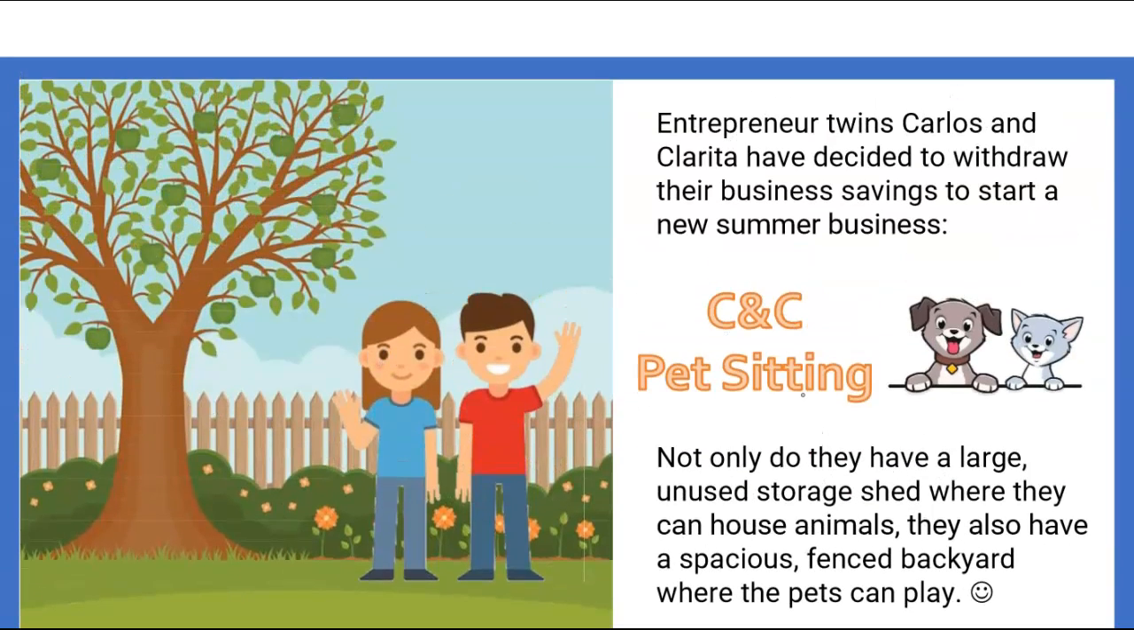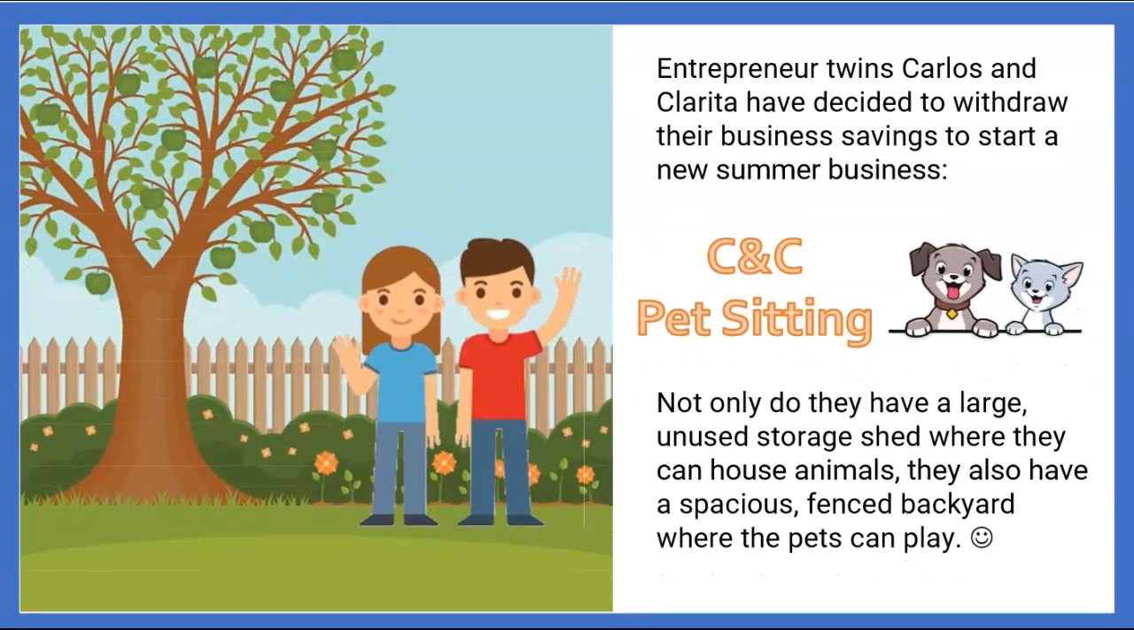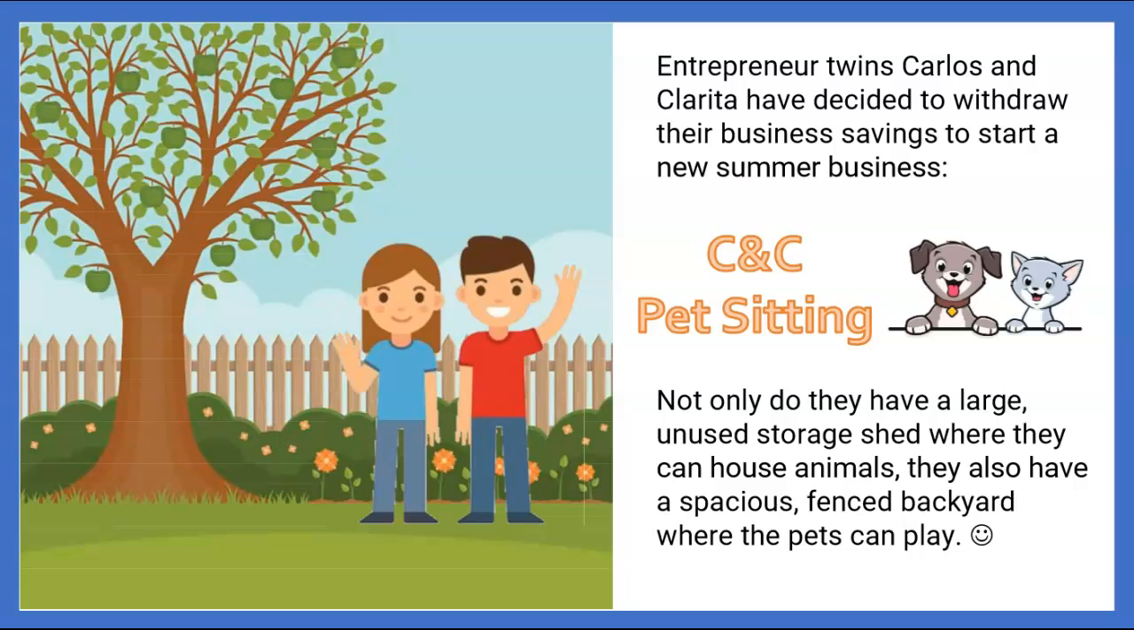So good old Carlos and Clarita, we remember them from their lemonade stand. They invested their money. We calculated how much interest they got on their bank account. And they have decided to withdraw their business savings to start a new summer business. They are going to do C&C pet sitting. They're going to watch people's pets while they're out of town. Not only do they have a large unused storage shed where they can house animals, they also have a spacious fenced backyard where the pets can play. So this will be a great opportunity for them to make some money starting a new business in the summer.